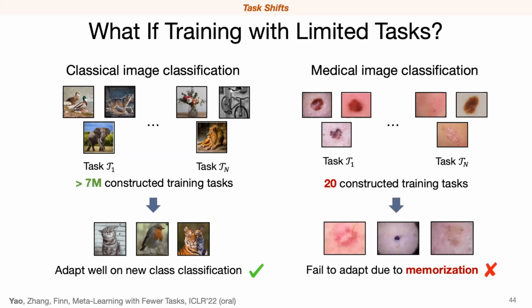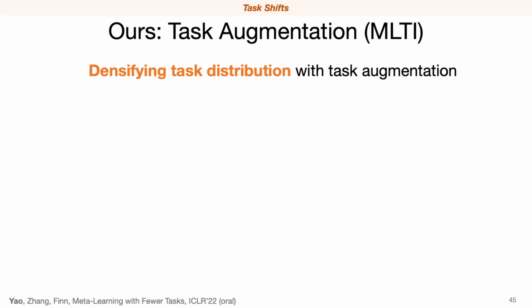And then the model trained on this limited training task cannot adapt well to this new unseen skin disease classification, because it essentially memorizes the adaptation process that happens in the training process. To resolve these issues, we propose MLTI, which is a task augmentation method.